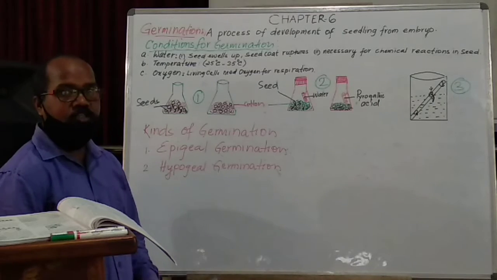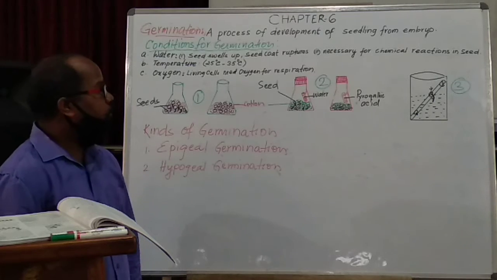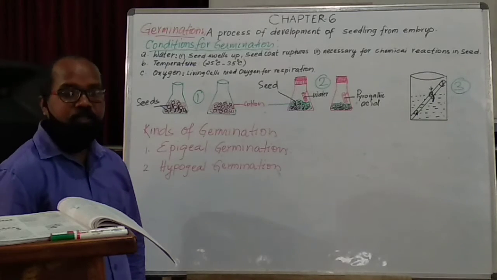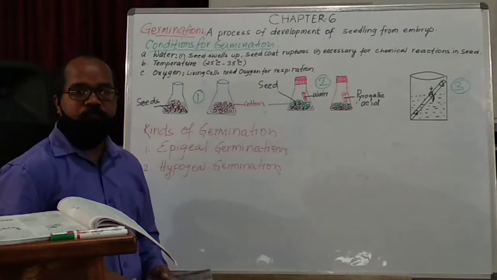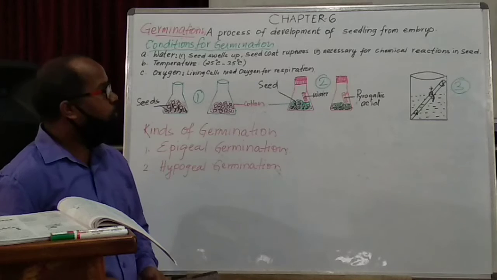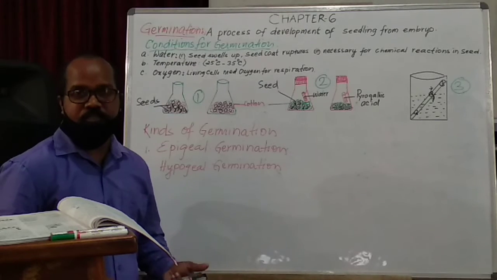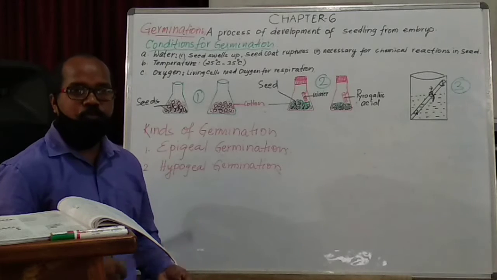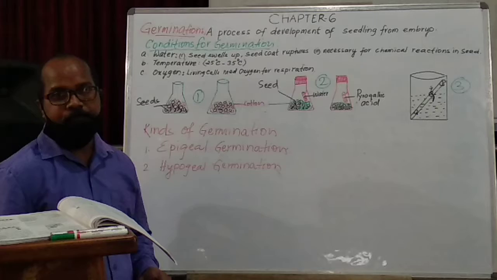Previously, in the introduction of chapter 6, we studied about seed, the structure of a monocot seed, the structure of a dicot seed, and also various parts that are present in the seed. Then we also discussed different kinds of seeds.